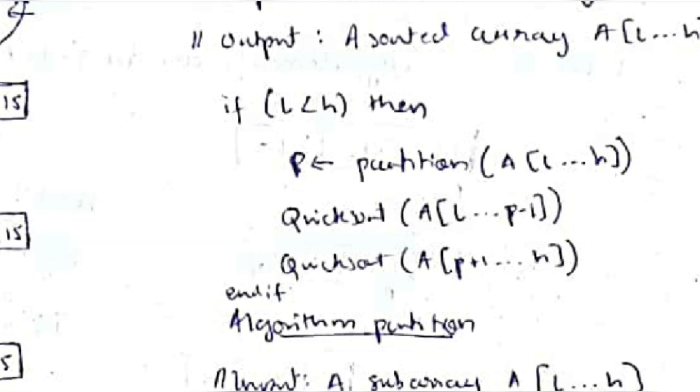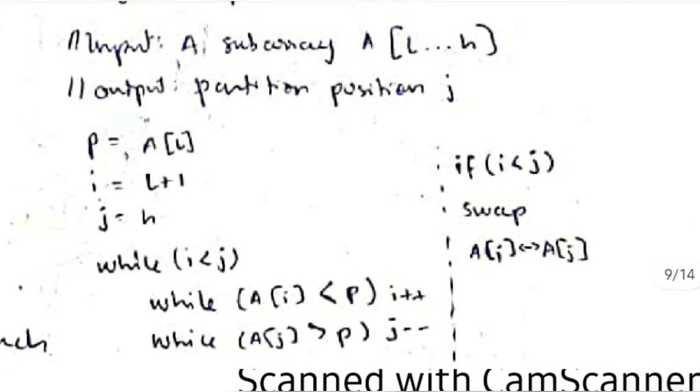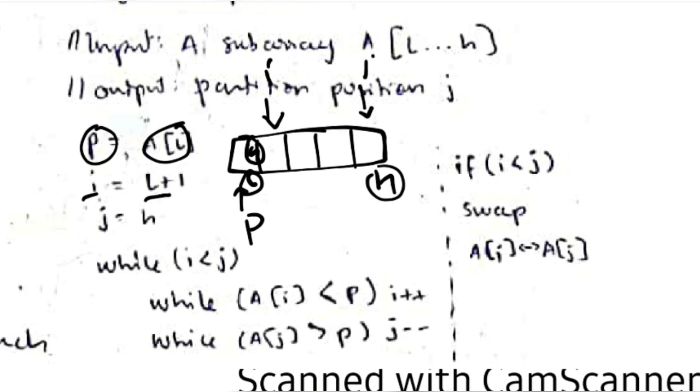Now let's see what the algorithm for partition is. How will we find the 14th position? For that, we'll consider L and H, the first and last position, and P will be assigned as A of L, meaning the pivot element will be the first element here. After that I will start from L plus 1, meaning I will start from here, and J will start from the last position.